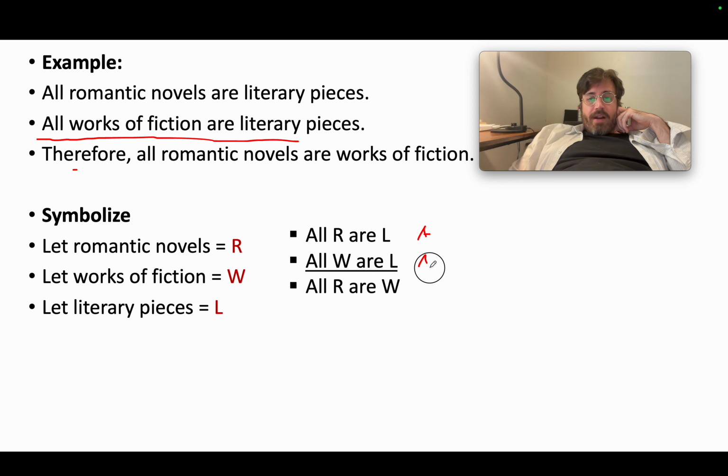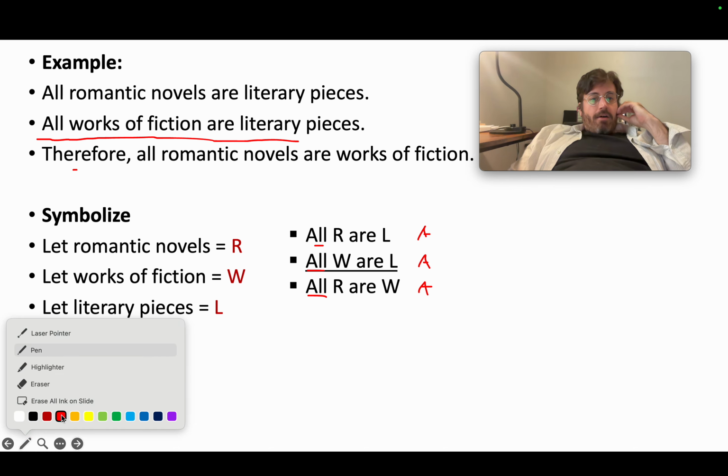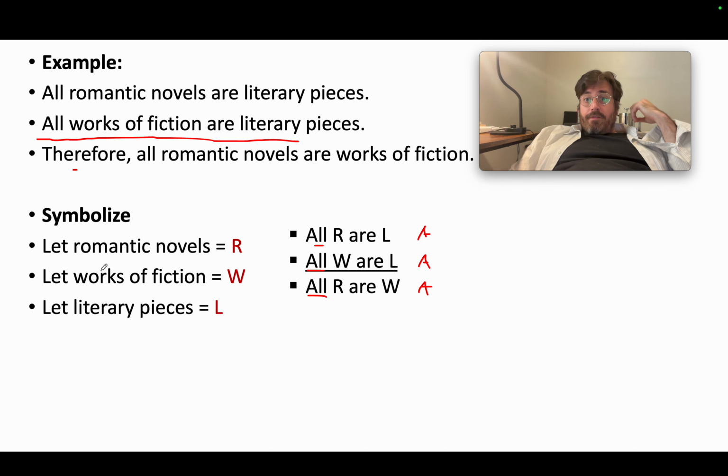Each one of these you should recognize as a universal affirmative, where we have this quantifier all, indicating that every member of the subject group is also a member of the predicate group. So a lot of instances here of universal affirmative sentences. Those do happen, but it won't always be the case. But we're just using it as an example here to get the feel for this formalization.